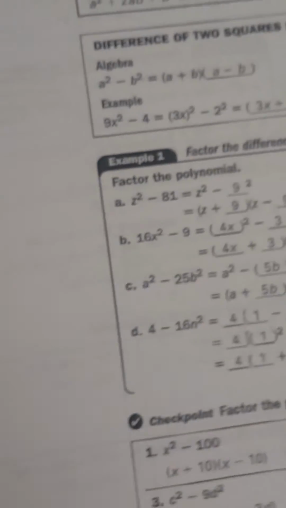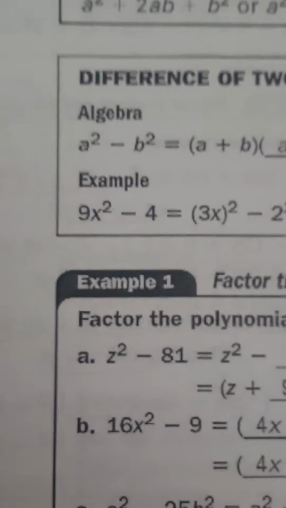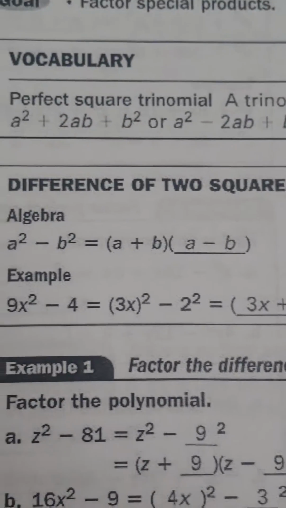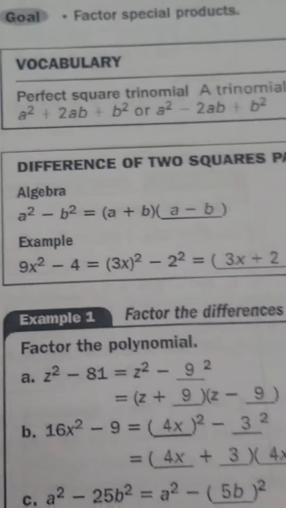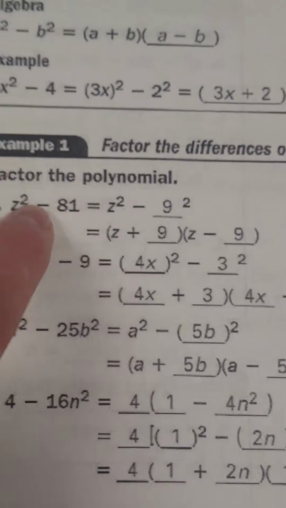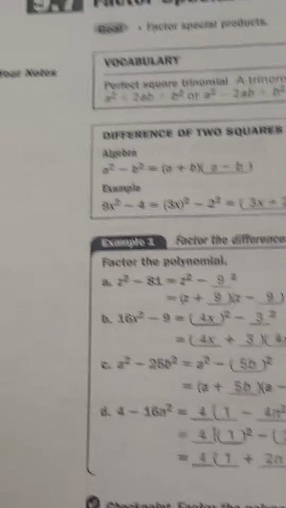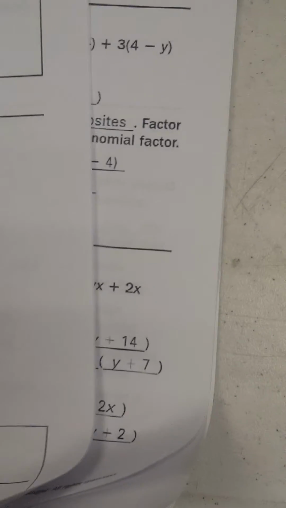9.7. Perfect square trinomial. A trinomial of the form a squared plus 2ab plus b squared, or a squared minus 2ab plus b squared. Well, I guess that's the example right there, but I guess that would mean this right here, or the answer. But yeah, I'm just not going to count that one. I'll do these last two, I think.